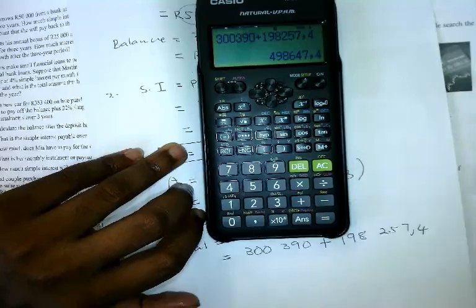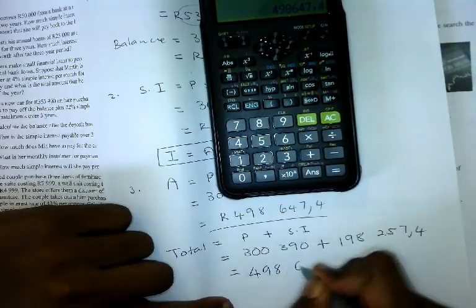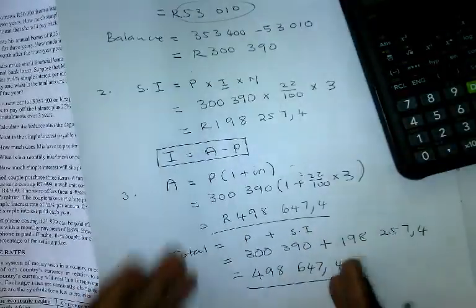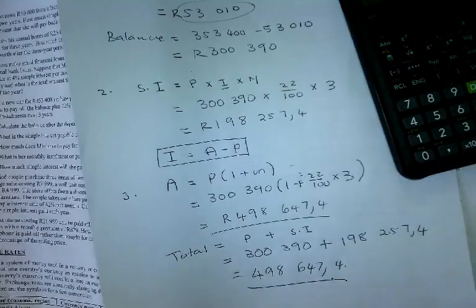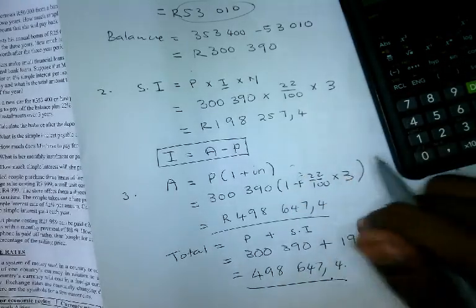647.4. So choose which one you're going to use. If they say calculate the total cost of the car, are you going to use the PIN formula, or are you going to use the PIN formula and add whatever you got there to the balance?